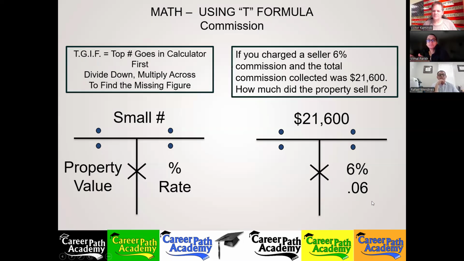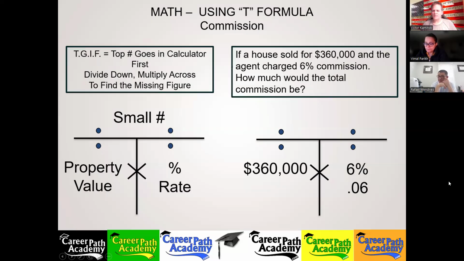21,600 divided by 6%. 360. There you go, 360. Right? And you could prove your math this way too. You could take 21,600 divided by 360, you should get 6%. Or take 360 times 6%, you should get 21,600. It's a way to prove the math too.